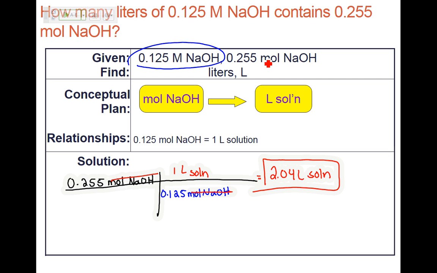Now remember, this is my sodium hydroxide solution, that specific solution. This wouldn't work for any other sodium hydroxide solution if it's a different concentration. This only works for this concentration. So my conversion factor is my molarity. And this makes sense, because for every liter, I only have 0.125 moles of sodium hydroxide. So it makes sense that I need more than 1 liter to have this much sodium hydroxide.